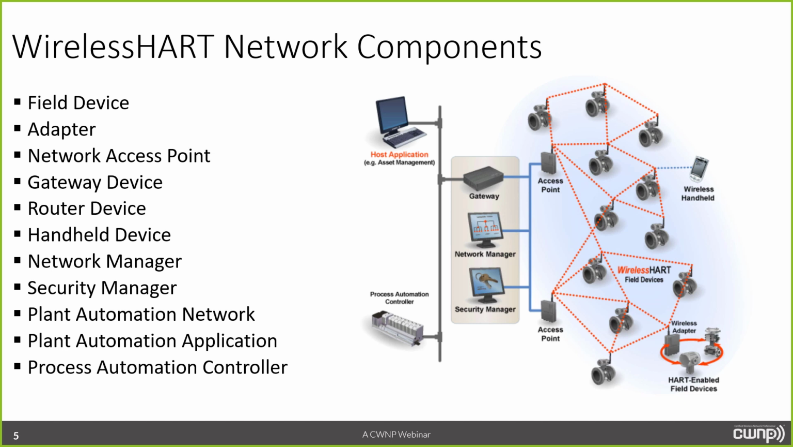So what are those components? Well, first of all, let's start with the end devices. They're called field devices in WirelessHART. And this is either a device that has a WirelessHART radio built into it, or it might be a HART wireline device, an older HART device. And then what you do is, instead of plugging that HART device into the HART network, the wired network, you connect it to a WirelessHART adapter.